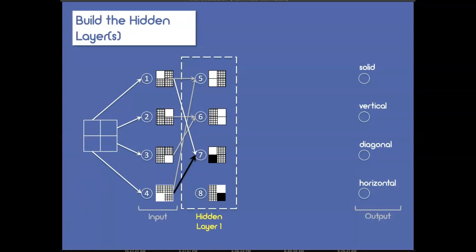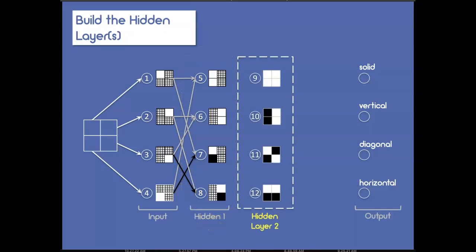We can repeat the process for neuron number 8, which requires a white pixel in the top right position and a black pixel in the bottom right position, connecting neuron number 2 as a direct input and neuron number 3 as an opposite or negative input. Now we are done with hidden layer number 1 and can move on to building hidden layer number 2.